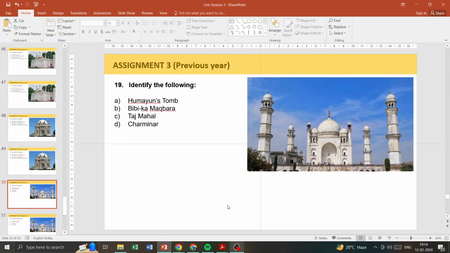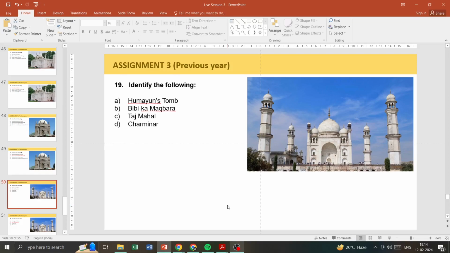Now, again a building has been given, and you are being asked to identify the building. So like I talked about before in a few of the questions, Aurangzeb got Bibi Ka Maqbara built, which was not a replica but heavily inspired by the Taj Mahal. So this is actually Bibi Ka Maqbara.